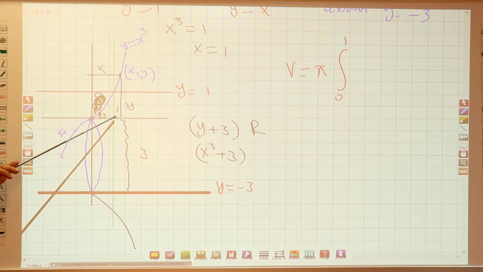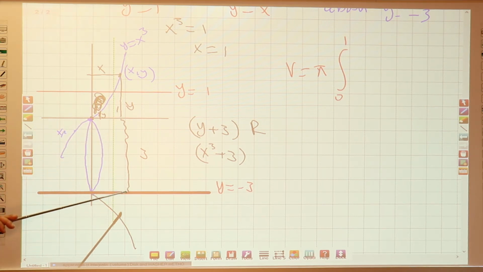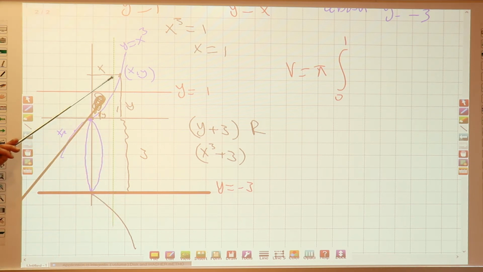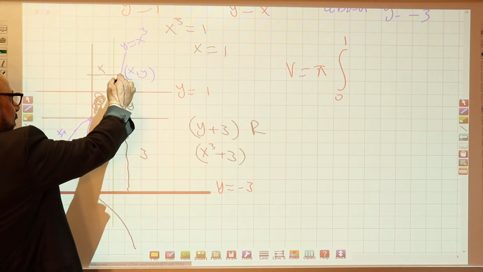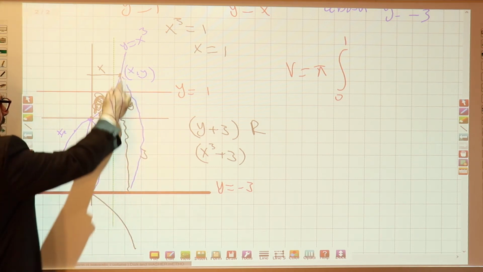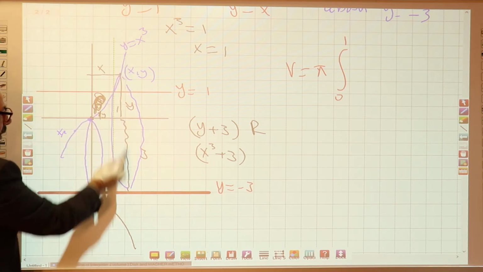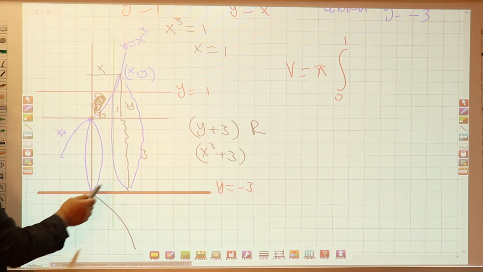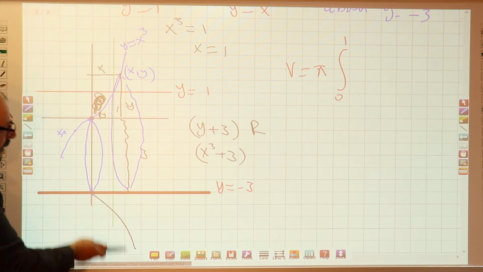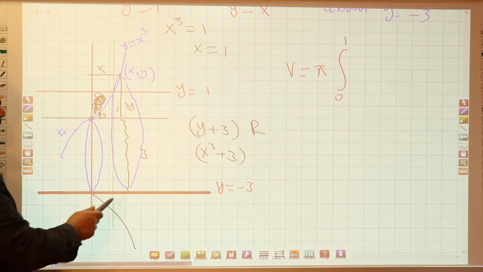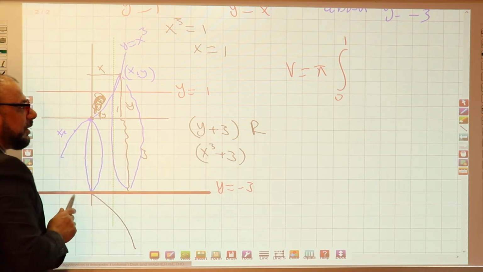Because I want to revolve it about y equals -3, I need to see the distance from here to here. Look here, the radius always goes like this. This radius from here to here is y plus what? Because it's going to be the other side, I'm going to explain the other side. Then we have y plus 3.